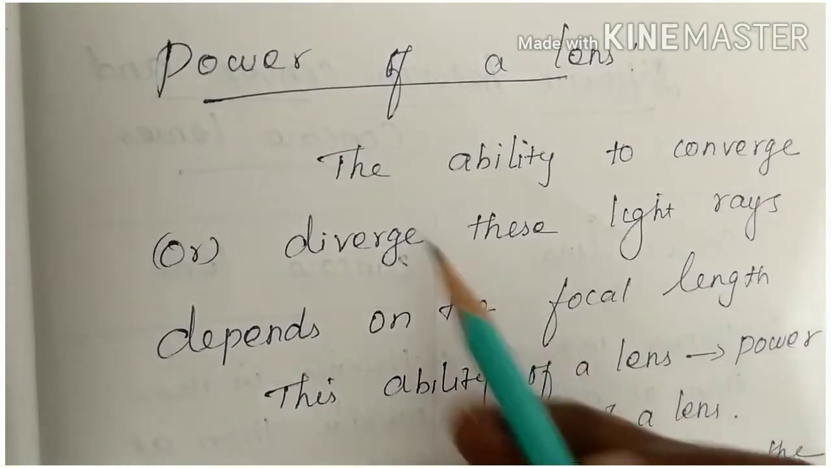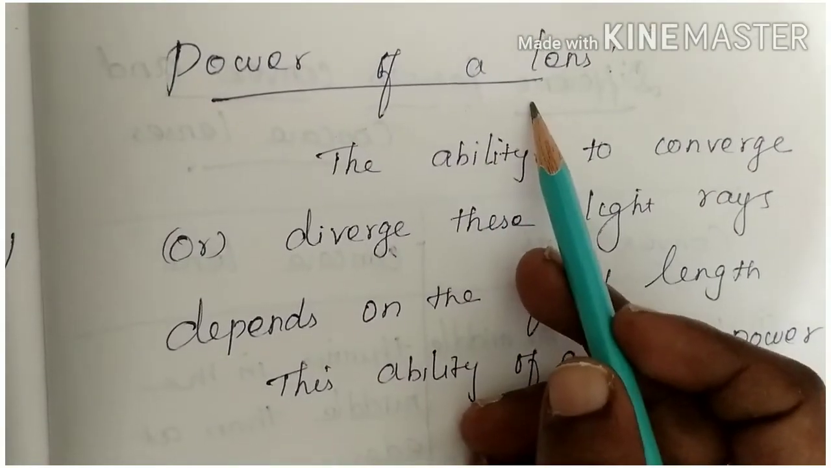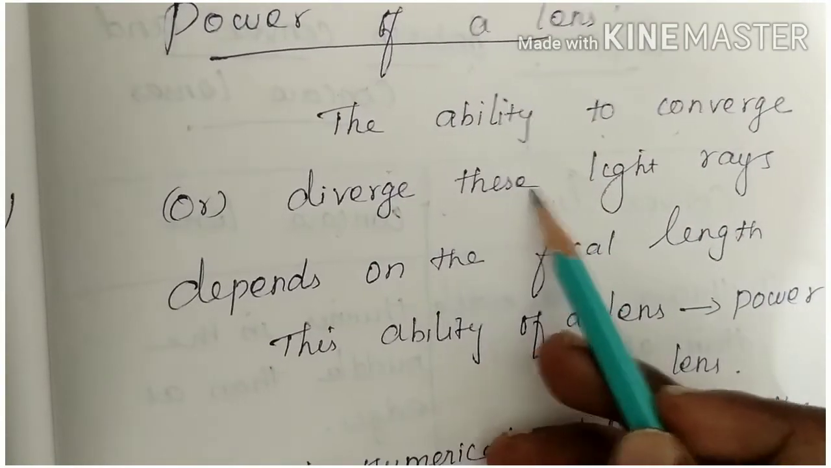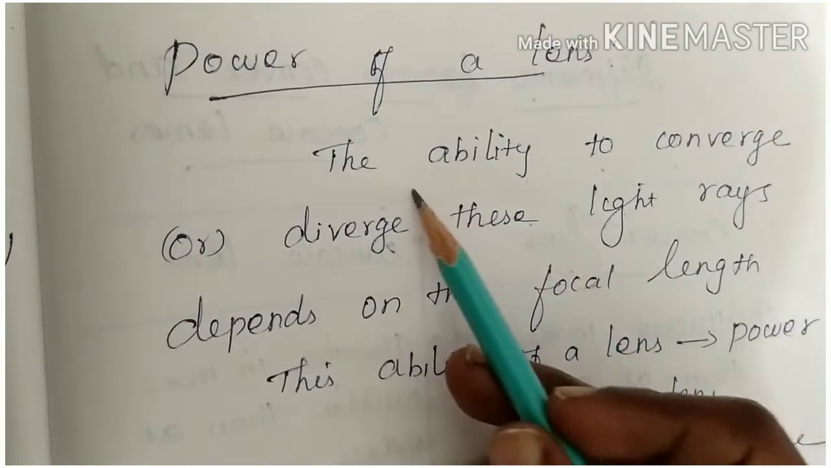Next important question: what do you mean by power of a lens? The ability to converge or diverge the light rays depends upon the focal length. That is called the power of a lens.